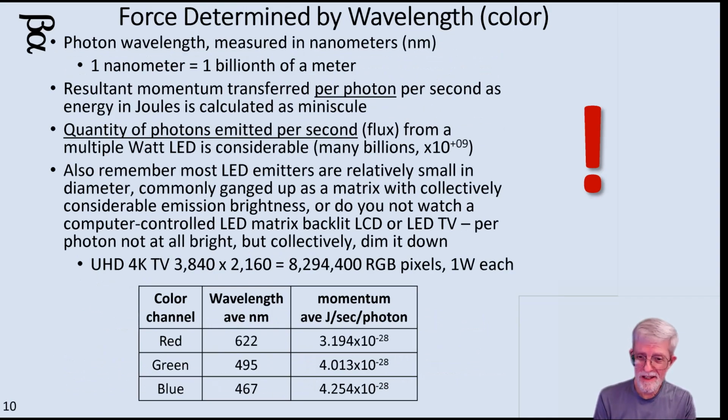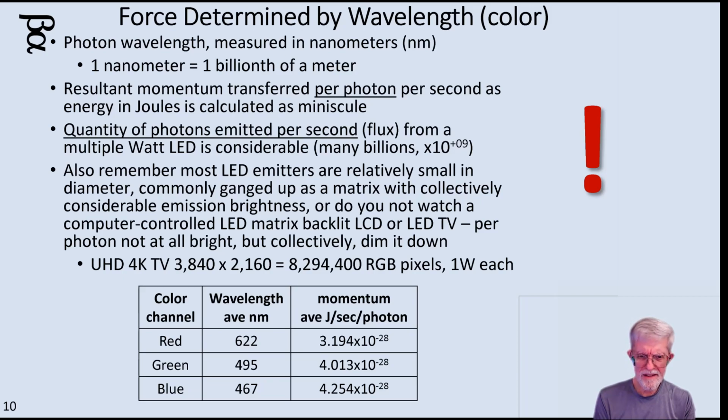So this is the level of joules per second per photon. Remember, photons individually are very small, but a multiple watt LED can produce many billions of photons per second. So I picked 3 color channels because I've got red, green, and blue channel LEDs, the wavelength of them in billionths of a meter, or nanometers. And then if you just took that photon and said, how much energy does one photon at that wavelength have? You can see that the scale factor is 10 to the minus 28. Very, very small. Remember, that's per photon.